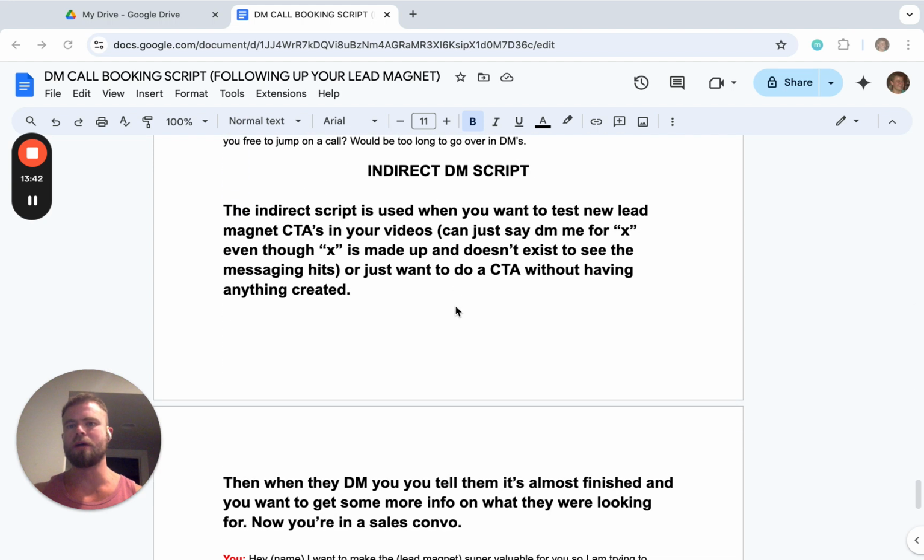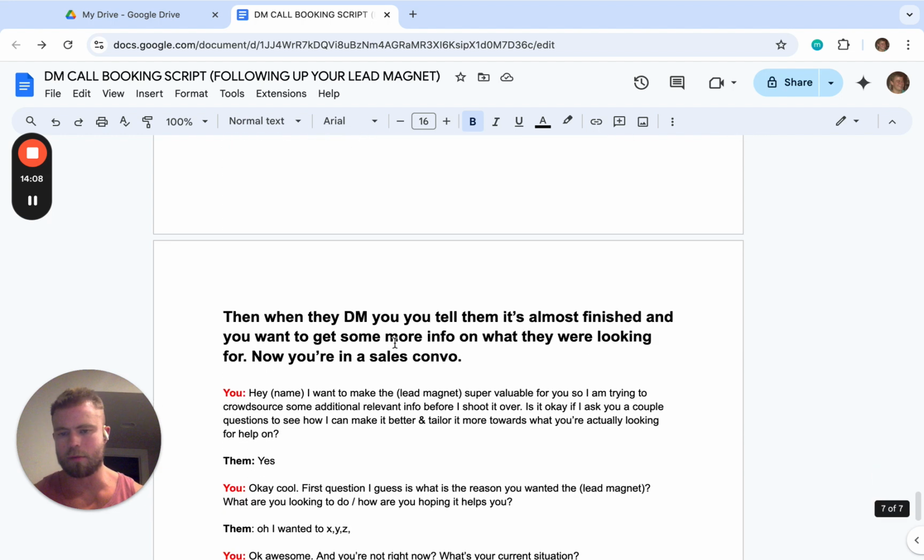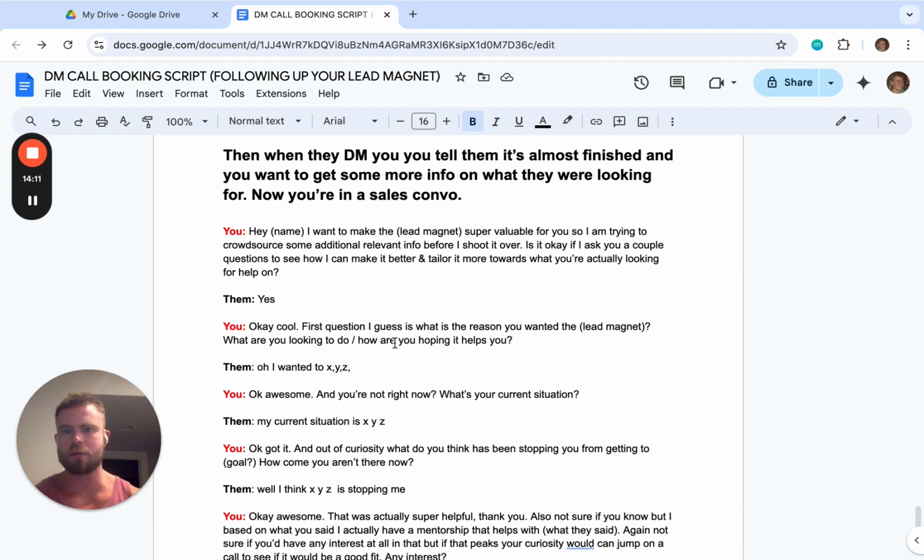And then there will be another indirect DM script. An indirect script is used when you want to test new lead magnet CTAs in your videos. So this applies more to a business owner and not necessarily you as an appointment setter for a business. Now, why am I mentioning that? Because I'm going to give you access to this entire document. And when you're looking at this, you don't really need to concern yourself with this bottom one. Okay? This one I'm highlighting, don't worry about this. But I'm not going to take it out of the document either.